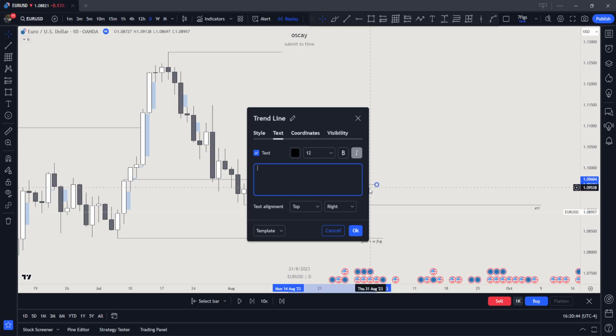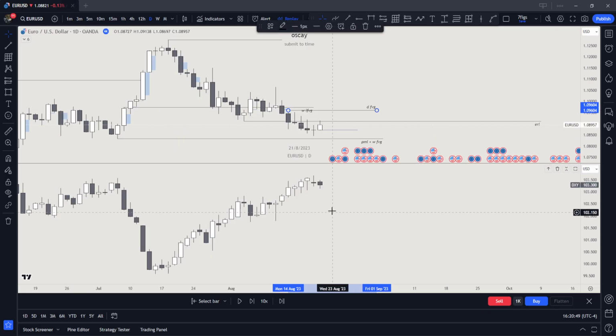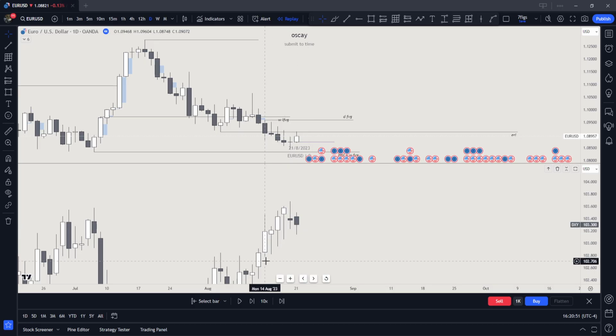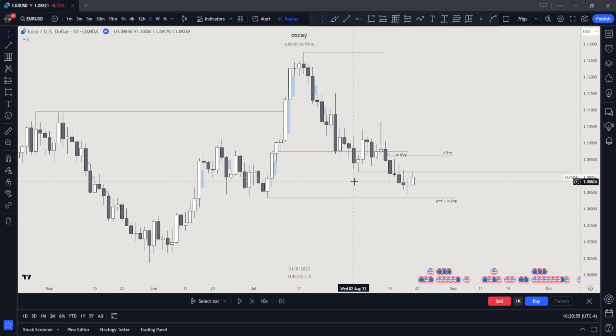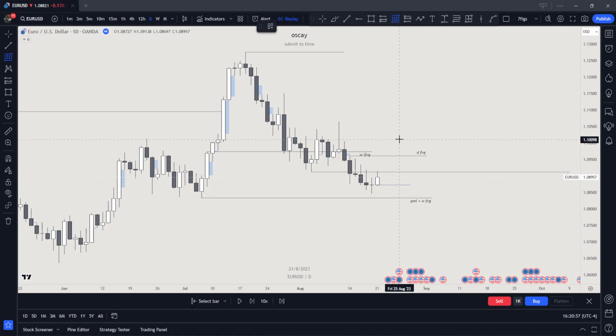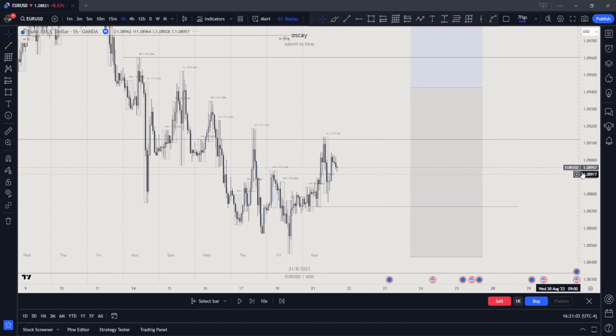This daily fair value gap is the only one I can see, to be honest. But does it make sense that we go up there? I want to see a H1 change in state of delivery, and then we'll follow the train.